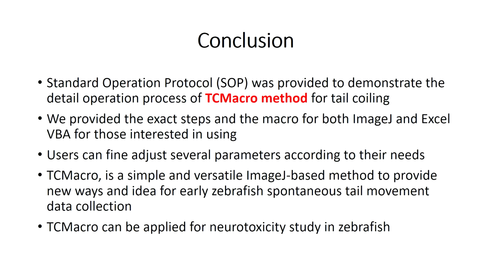In conclusion, we provided a standard operating protocol for a TC macro method for tail coiling. We also provided the exact steps and the macro for both ImageJ and Excel VBA for those interested in using this tool. Users can fine-tune several parameters according to their needs, as we presented in the PPT. The tool that we provided is a simple and versatile ImageJ-based method to provide new ways and ideas for early zebrafish spontaneous movement data collection. It can be applied for neurotoxicity studies in zebrafish. Next, I will provide a tutorial for using ImageJ and Excel VBA.